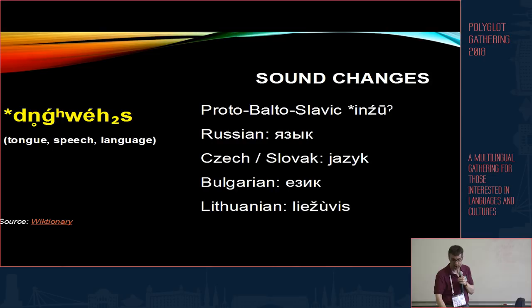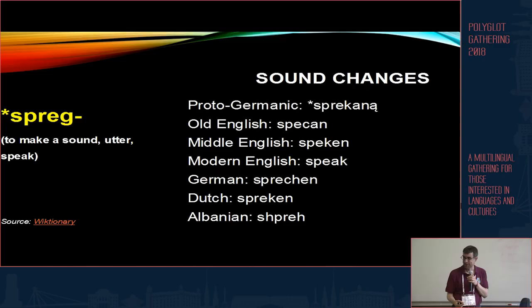And then this is another example of how a word can change over time. So this is speech or language. And similarly, to speak comes from this root. And surprisingly, in Albanian, it comes from the same root. Does anybody know how to say that Albanian word? Shpreh? Probably, yeah, something like that.